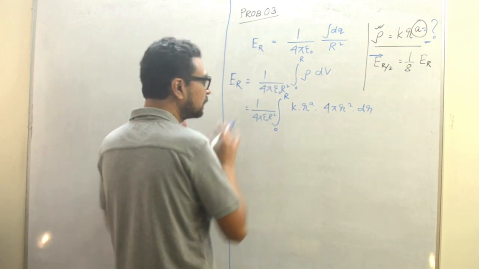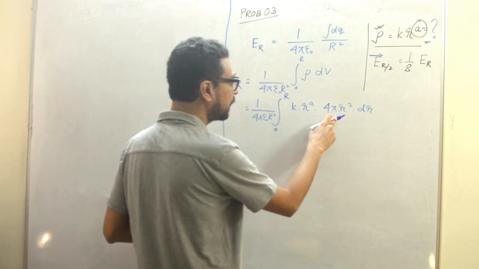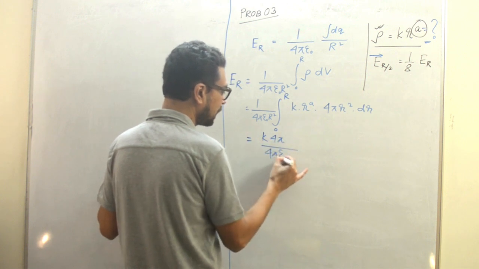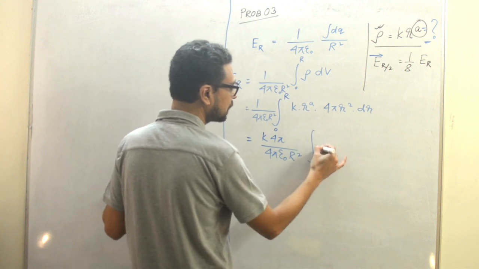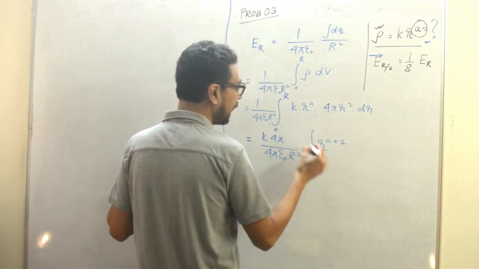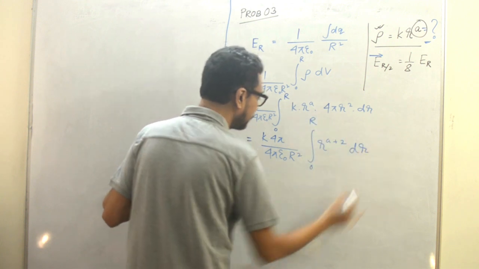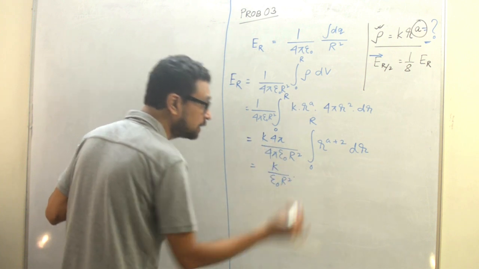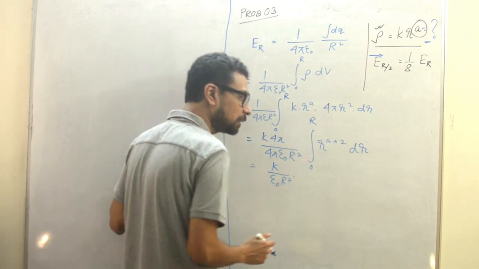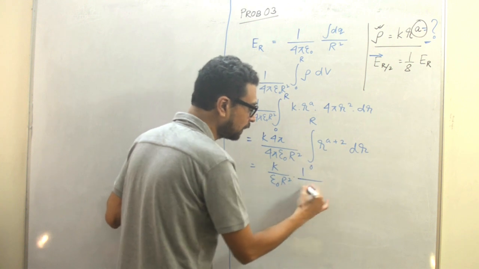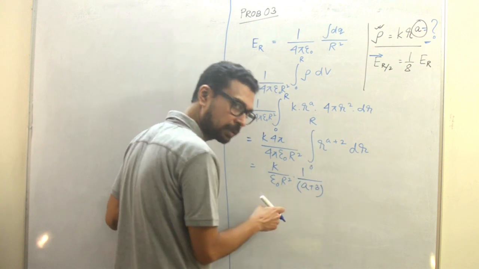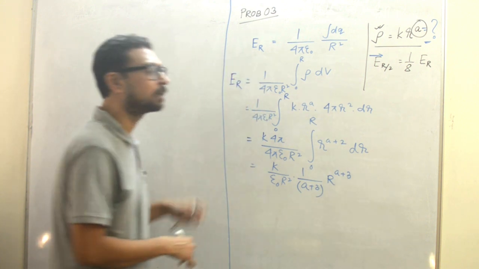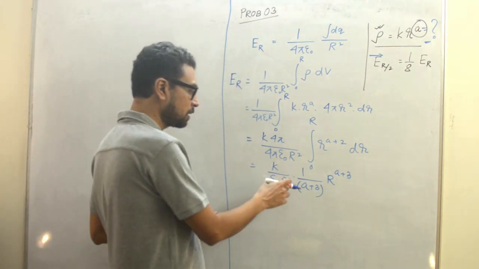So we have to take out certain things. We can see that k into 4 pi will go outside, giving k 4 pi by 4 pi epsilon naught capital R square, integration r to the power a plus 2 dr. Easily you can understand what is going to come. This 4 pi will get cancelled. K by epsilon naught capital R square into r to the power a plus 2, so 1 by a plus 3 is evident to come. The power comes down, and this is capital R to the power a plus 3, because in integration 1 power will add up.